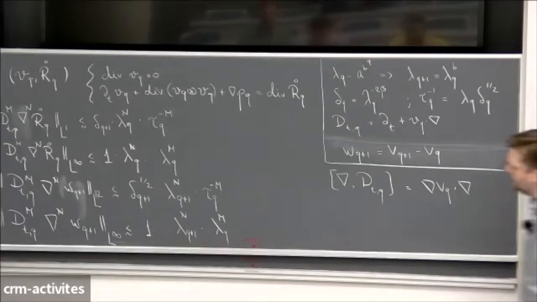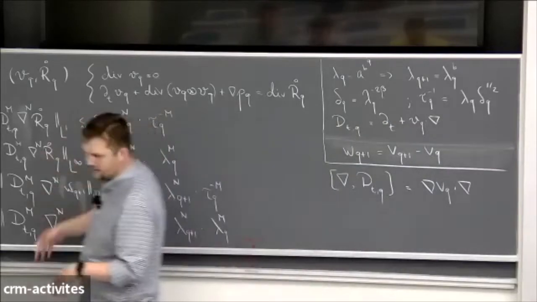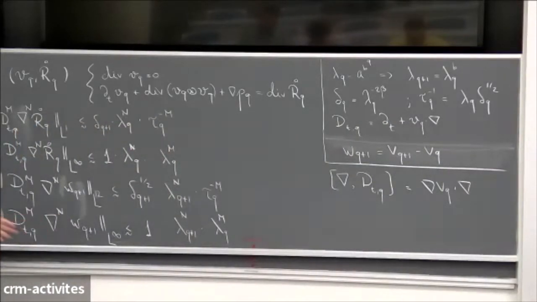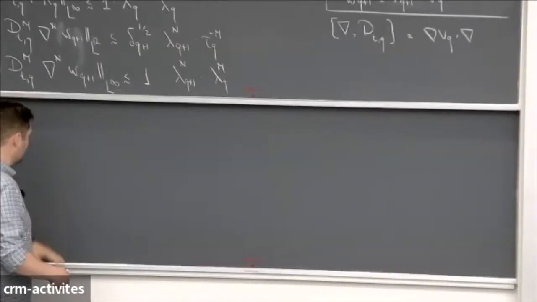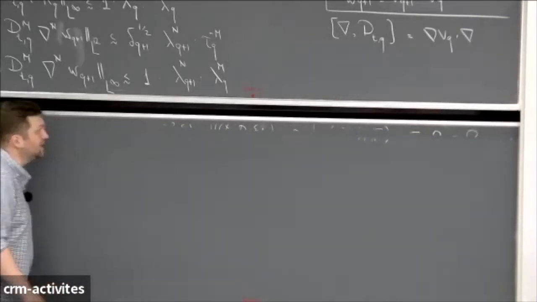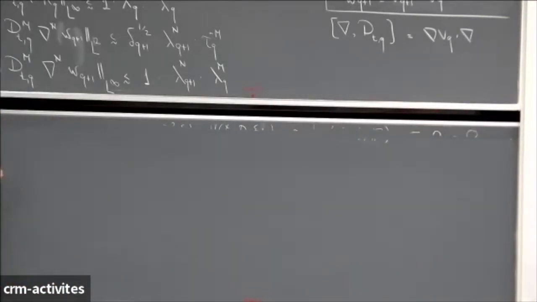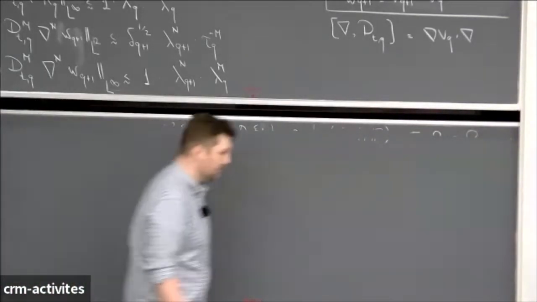Okay, so you need to propagate not this, but all possible words in those 2 letters. And they're non-commuting vector fields, so it's kind of annoying. Okay, hope somebody convinces me not to erase that board today, because I would hate to have to rewrite that.